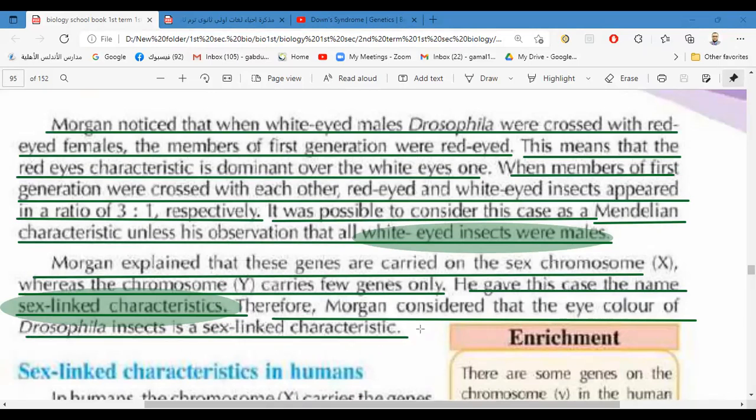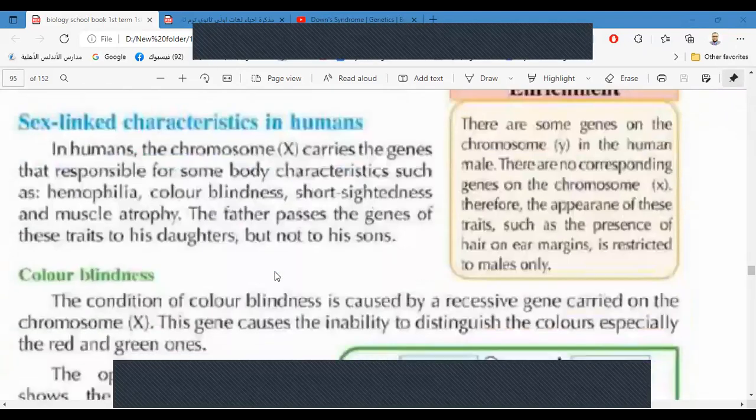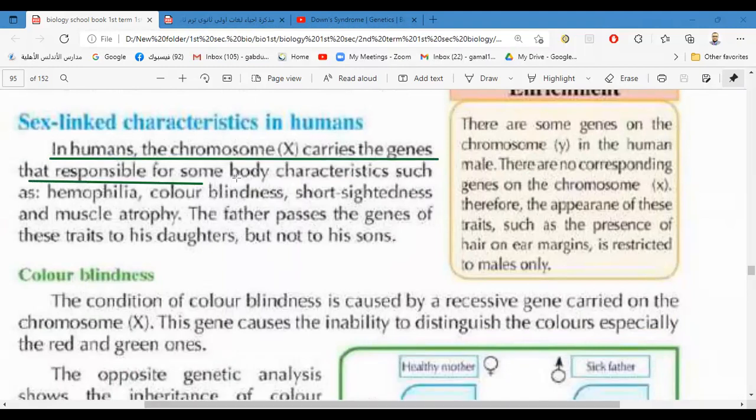characteristic type. Is there any sex-linked characteristic in the human? Yes, of course, there are some sex-linked characteristics in the human. Like what? In the human, the X chromosome carries the gene responsible for some body characteristics, such as hemophilia.